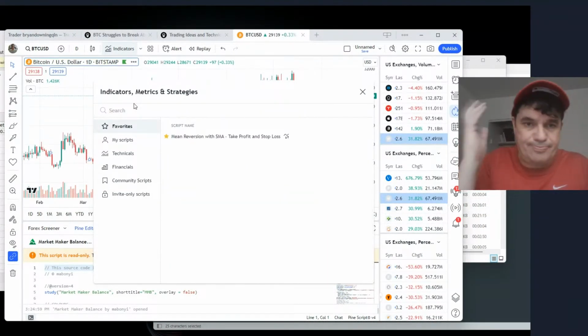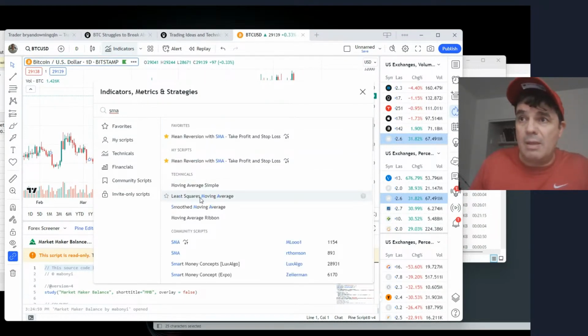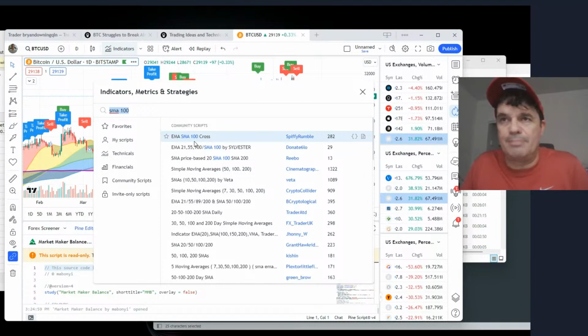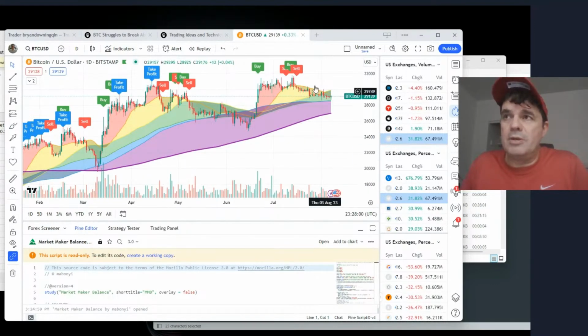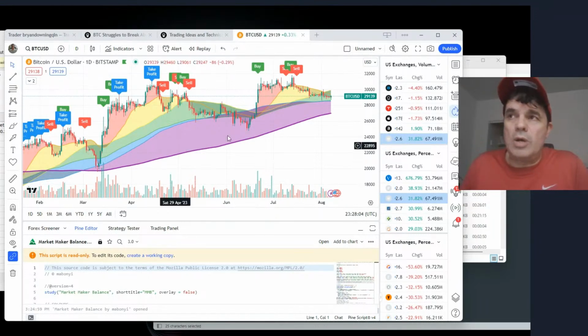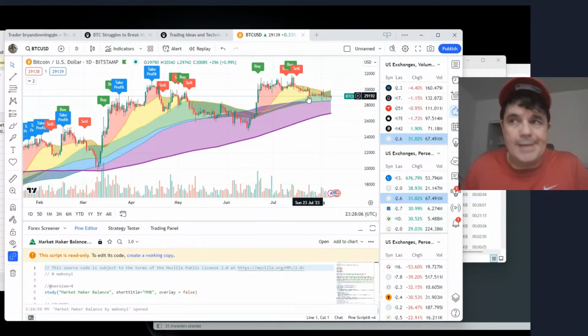I don't know. Let me think. SMA 100. So here's a cross. This is a pretty reliable indicator. Very simple, right? So here, take profit, buy, sell, and so on. And the thing is, you are able to look at the source code. Okay, so it's available, it's free. That is the beautiful thing I like about TradingView.